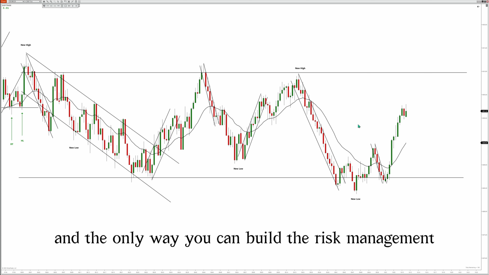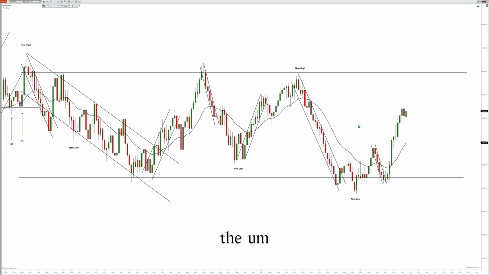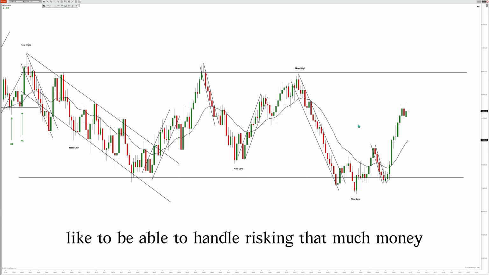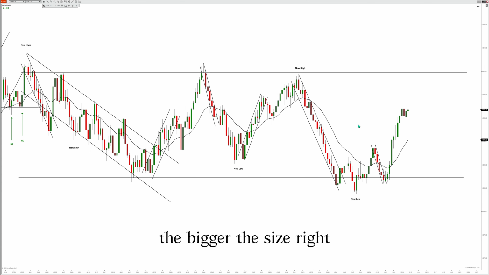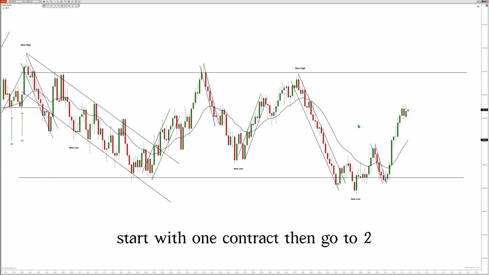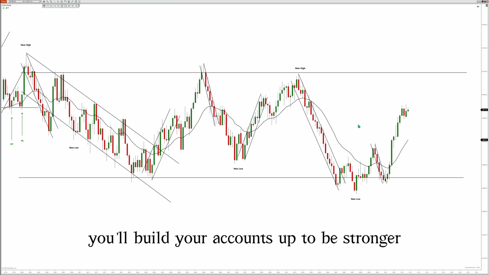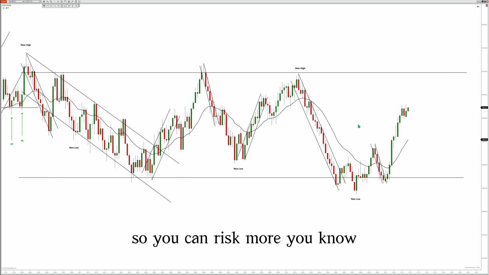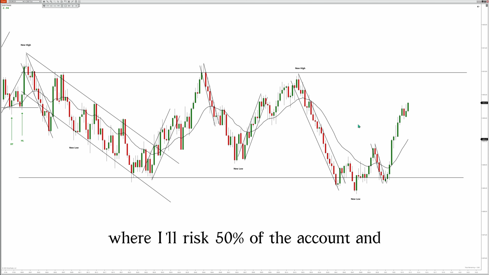And the only way you can build the risk management, the, I guess, the calluses, right, to be able to handle risking that much money, the bigger the size, is to do it. You have to just size up slowly but surely, right? Start with 1 contract, then go to 2, then go to 3, then go to 4. Not only that, you'll build over time, you'll build your accounts up to be stronger so you can risk more. You know, the rule of thumb is 2.5%, but there's been times, man, where I'll risk 50% of the account.